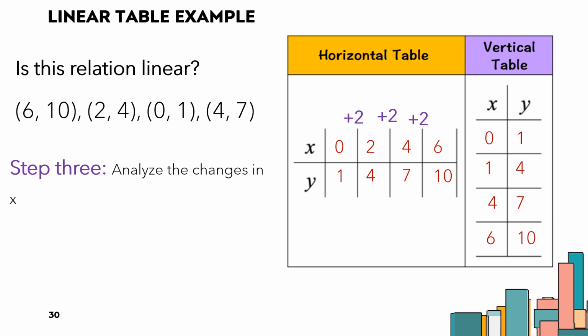To determine if a relation is linear, what we want to do is look at the changes. So we're going to start by looking at the changes in x. It's right here. From 0 to 2, you go up by 2. 2 to 4, you go up by 2. And then 4 to 6, you go up by 2. Since it's plus 2 each time, we say this is a constant rate of change.